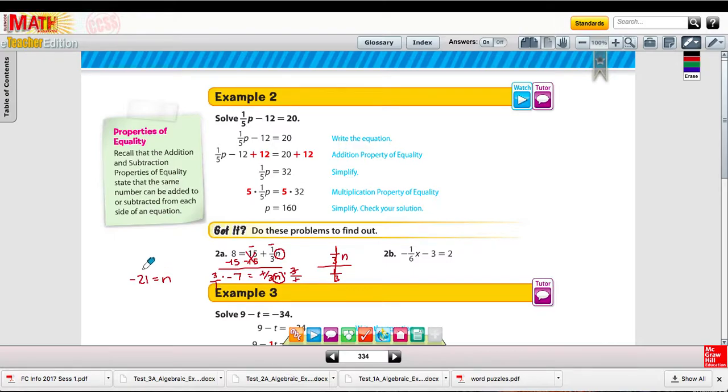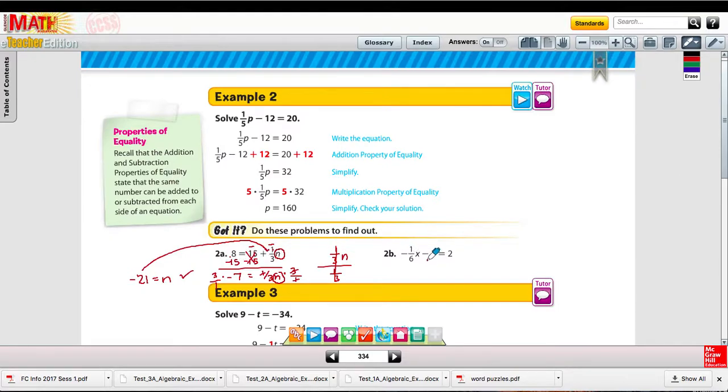And we can put that back into our original equation. What's 1/3 of negative 21? It is negative 7. Negative 7 plus 15 is equal to 8. You can always substitute it back in to make sure it works.